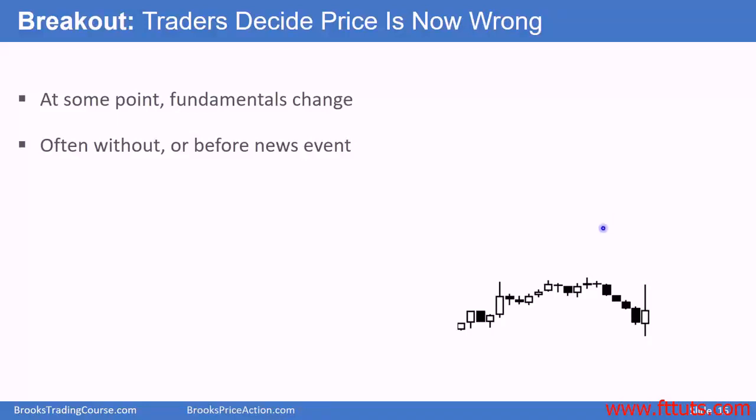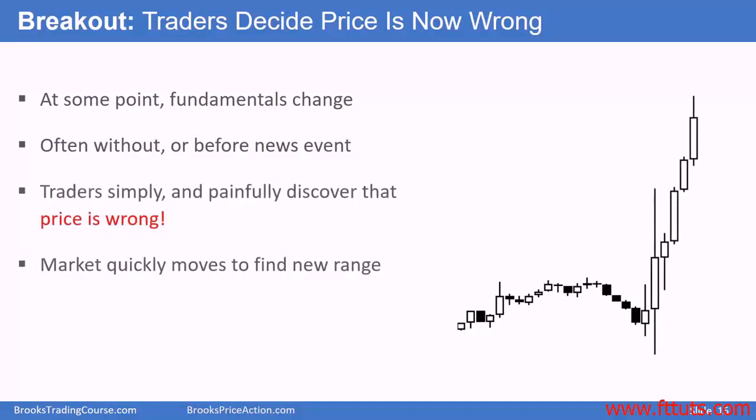Sometimes news happens, sometimes fundamentals suddenly change, and the market can change dramatically. Like here. Here, with this bar, a big bull bar closing above its midpoint, closing above the high of the past 20 bars, traders decide that the price is wrong, and it's quickly moving up to a more appropriate price.